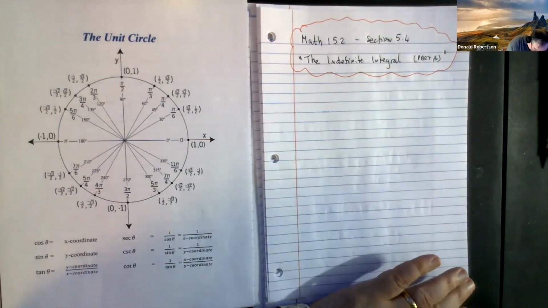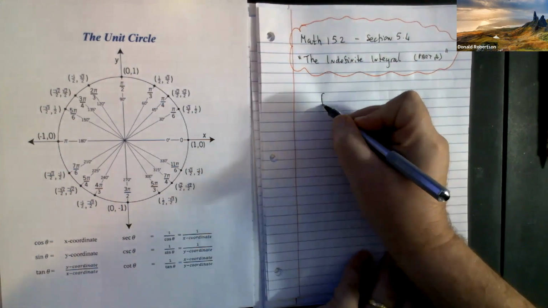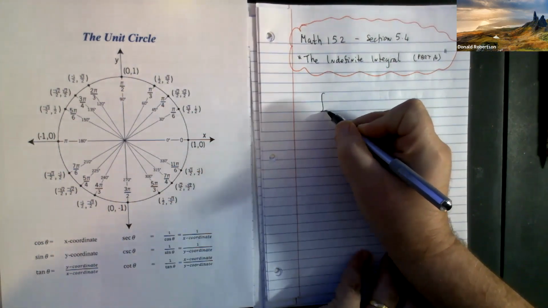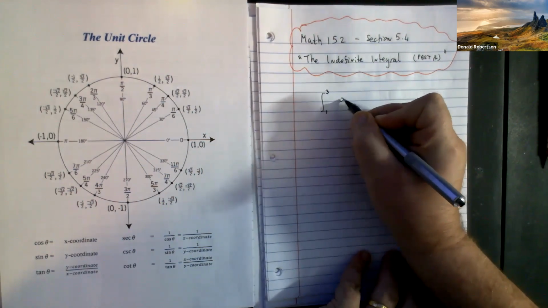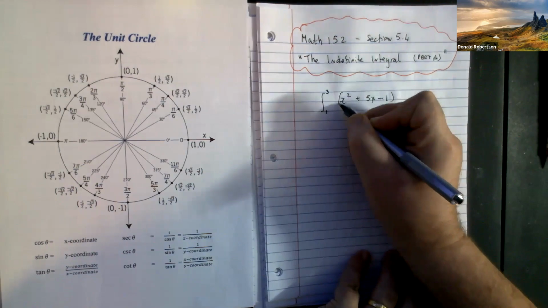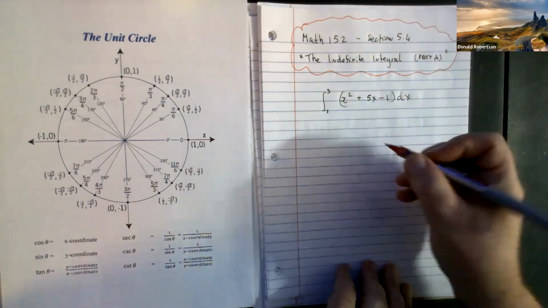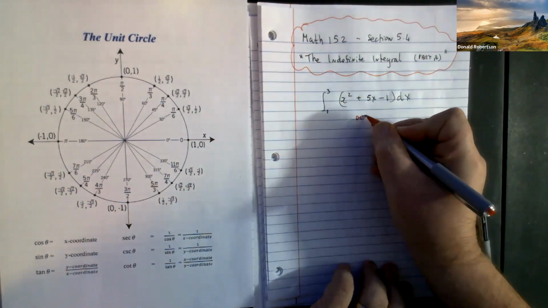Well, the good news is very little extra work. In fact, in a lot of ways, a lot less work. We already know how to find antiderivatives to get integrals, right? If I give you an integral and I said to you, the integral from 1 to 3 of x squared plus 5x minus 1, we call this type of integral a definite integral.